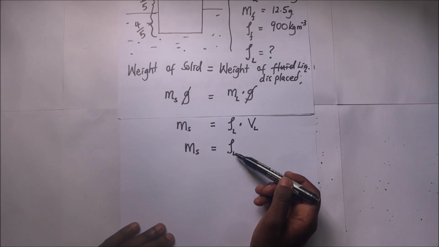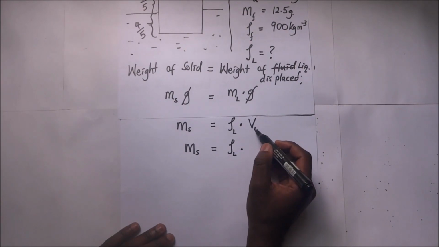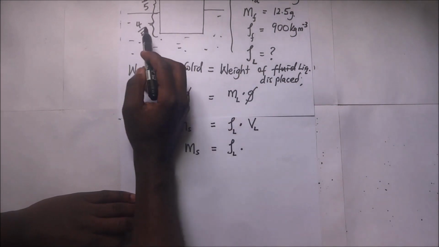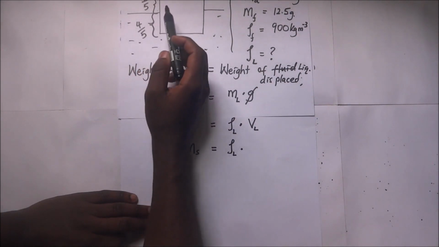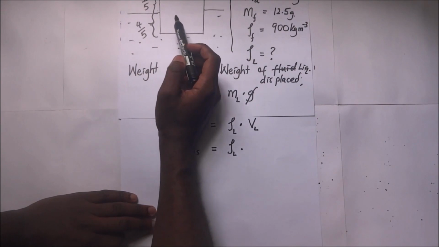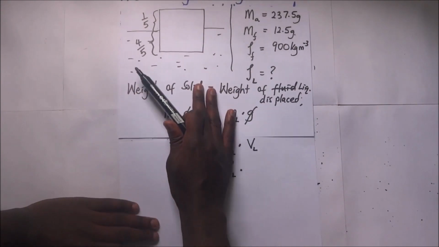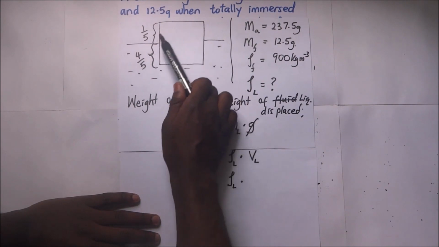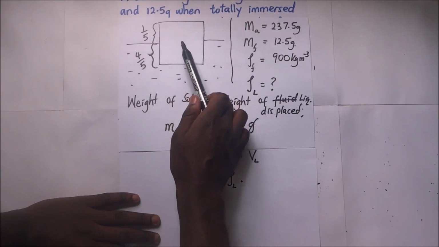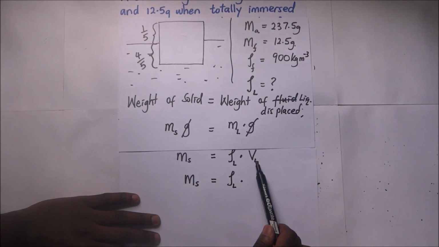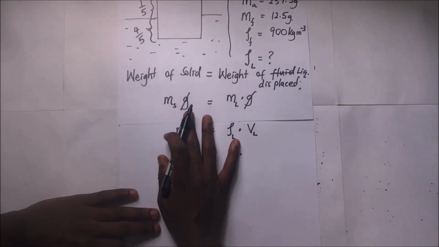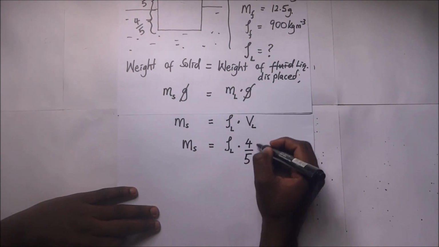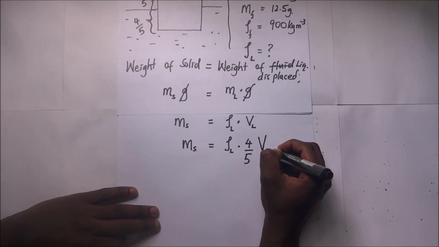The density of the liquid, multiplied by the volume. Of course, the volume of the liquid that was displaced here is 4/5 of the volume of the body that was submerged. So 4/5 of the volume of this solid that was submerged is equivalent to the volume of the liquid that was displaced. So it's going to become, multiplied by 4/5 of the volume of the solid.